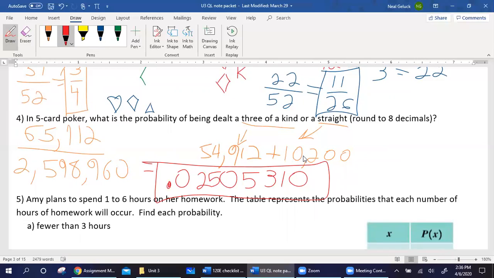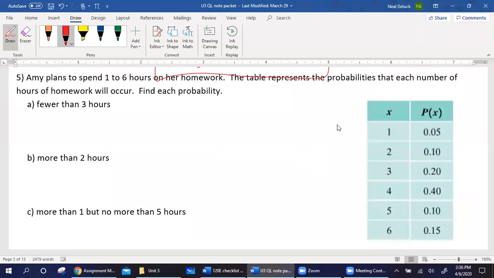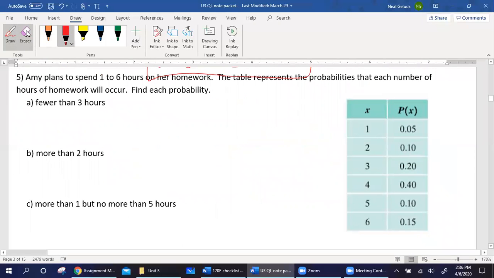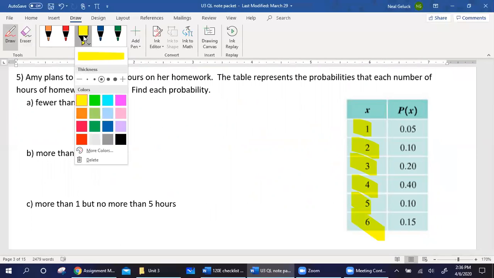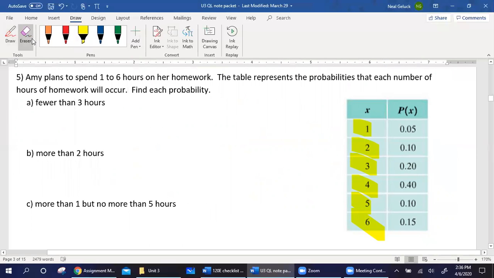For the last problem, it has a few parts to it. We have what's called a probability distribution. So Amy plans on spending 1 to 6 hours on her homework. That's what these X's represent: 1 hour, 2 hours, 3 hours, 4 hours, 5 hours, 6 hours. Now, obviously, she's not going to necessarily spend exactly 1 hour, exactly 2, but basically anything within the category of a 1, maybe we're saying like 0 to 1, and then 2 would be like from more than 1 but less than 2, that kind of stuff.